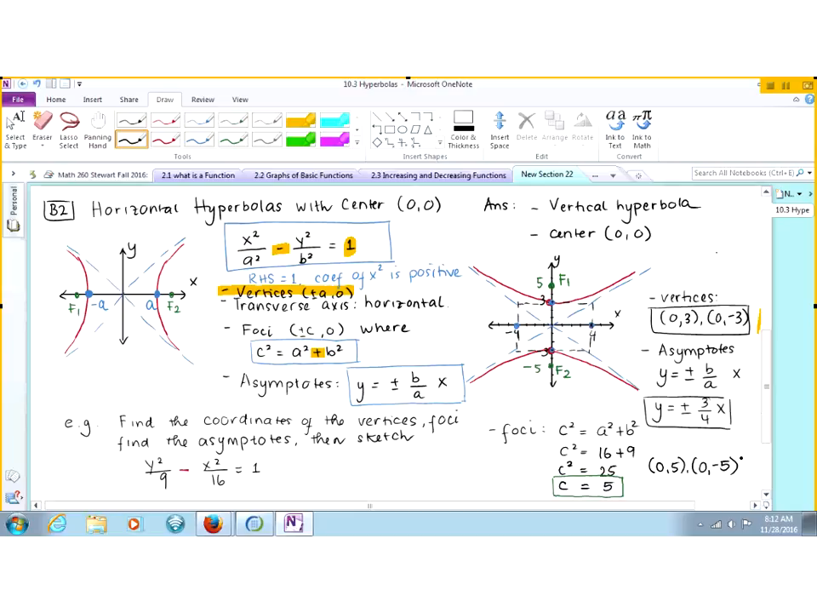Hyperbolas, yes. And the formula for c squared? Addition. Yeah, whereas in ellipses it was subtraction. Can we move on? Translate it? Okay. So let's do that.